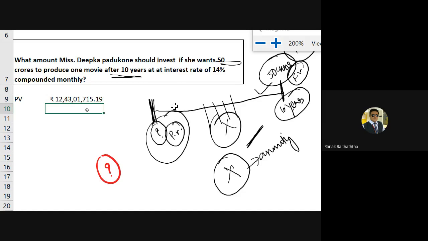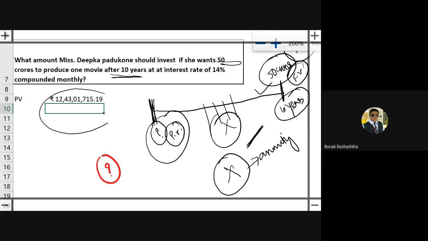What does it say? It says that Ms. Deepika should invest 12 crores of rupees right now so that she gets 50 crores of rupees after 10 years if she expects 14% of return on monthly basis on this amount of investment which is in present value. Is it clear everyone?